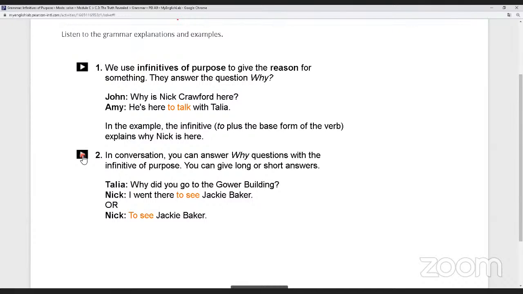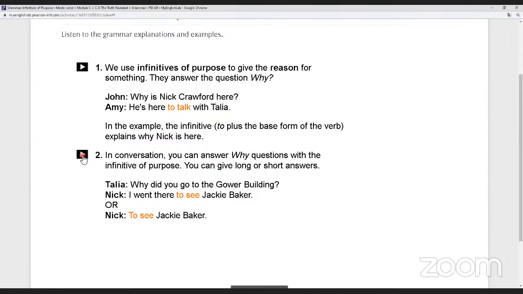Okay, in conversation, in spoken English, right? There is no necessity to say the complete sentence. You can do it directly. It's more informal, right? Maybe when we're gonna talk to our friends or something like that, we're gonna use the short one, right? So we can actually answer the question why with the infinitive of purpose.